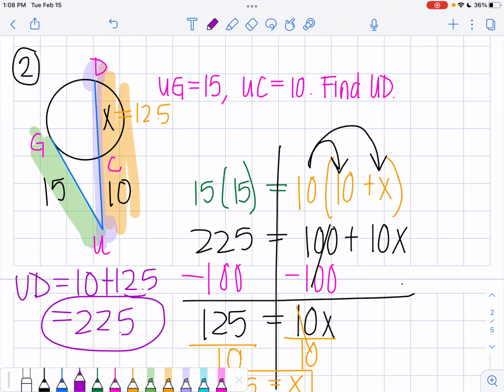So be very careful what they're asking you to find, because sometimes they might just ask you to find the value of x, or in this case, CD, the line segment, but they wanted you to find the whole thing. So you have to go back and do that one extra step. So be very careful of what they want you to find.